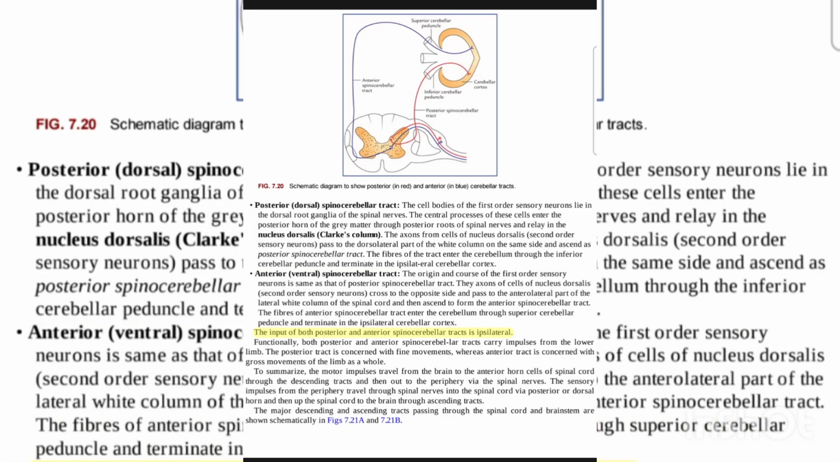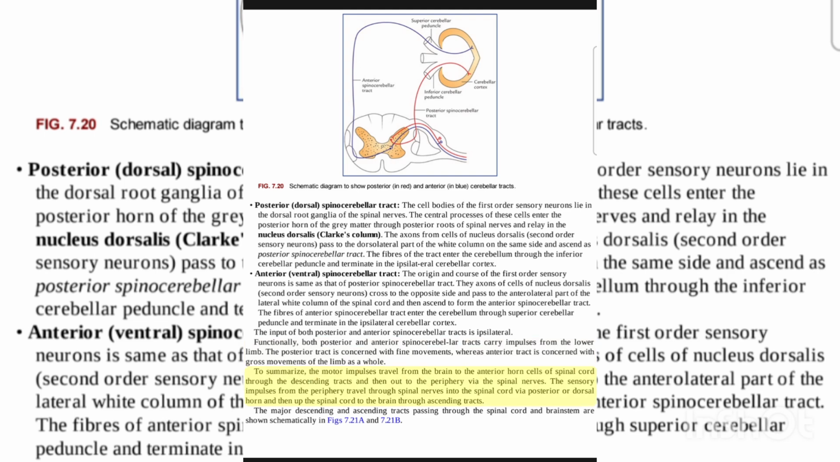The input of both posterior and anterior spinocerebellar tracts is ipsilateral. Functionally, both posterior and anterior spinocerebellar tracts carry impulses from the lower limb. The posterior tract is concerned with fine movements, whereas the anterior tract is concerned with gross movements of the limb as a whole.